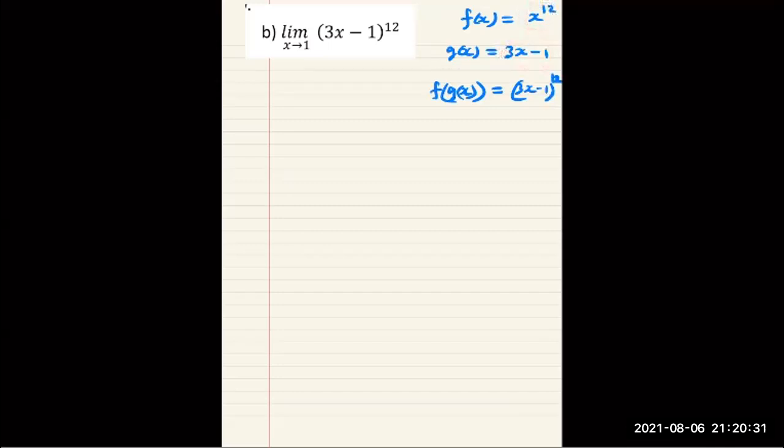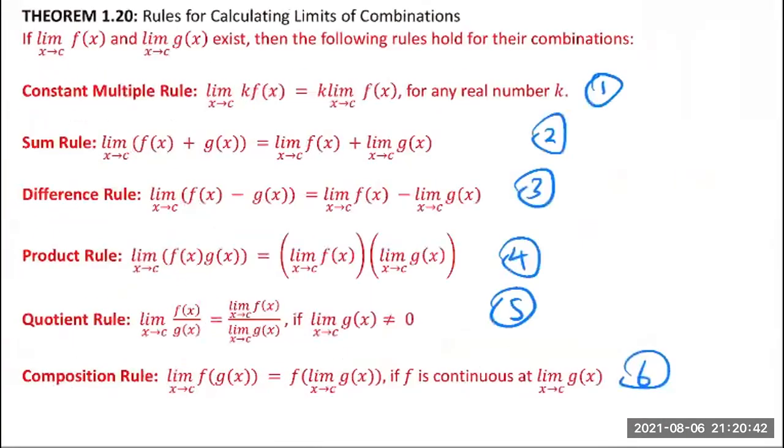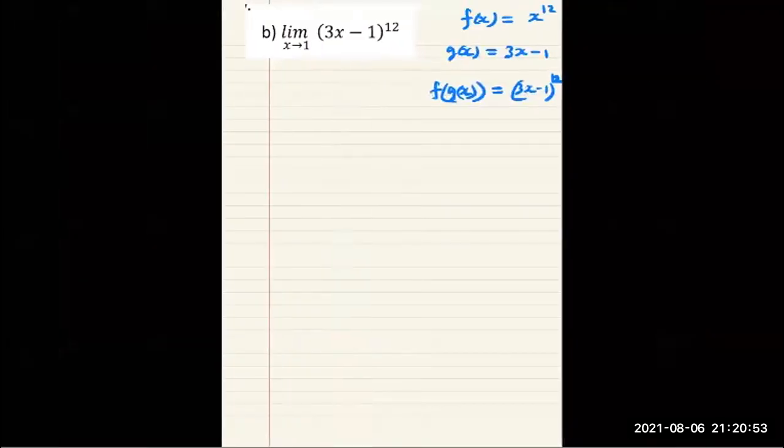All right, now how do you find this limit? What rule are we going to use? Remember, we can use the last rule. This is your g of x, right? You can send this limit to the inside function, to g of x. You look at your rule: the limit as x approaches c of f of g of x is equal to f of the limit as x approaches c of g of x. So I can send this limit to the inside function. So you get the limit as x approaches 1 of 3x minus 1, whole thing to the power 12.